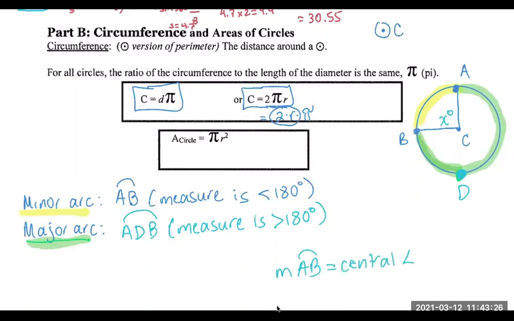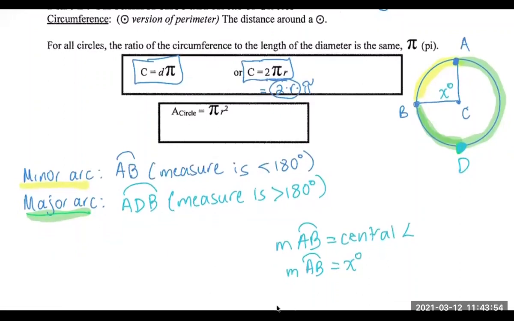Okay, so another way they're going to switch back and forth between giving you the measure of the arc or the measure of the central angle. You would say both are equivalent. So in this case, the measure of arc AB is also x degrees. Whatever the central angle is going to be equal to the measure of the arc. So the full circumference is 360 degrees.